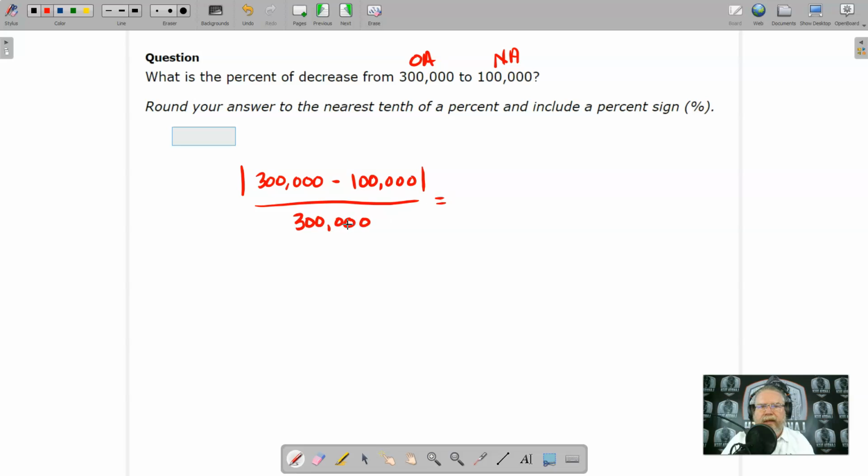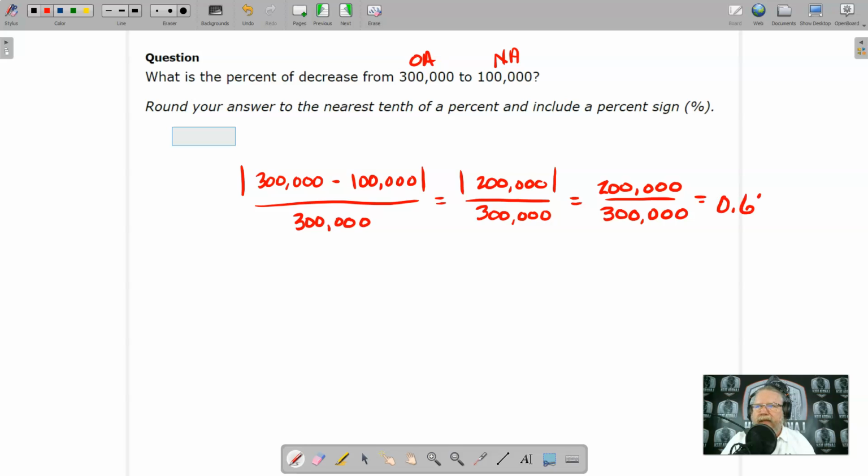So put our original amount there as the denominator. 300,000 minus 100,000, that's going to give me an absolute value of 200,000 over 300,000. And now the absolute value of 200,000 is indeed 200,000. And we're going to divide that by the original amount, which is 300,000, which is the same as 2 divided by 3. That's going to give me 0.666. It's just going to be a repeating 6.